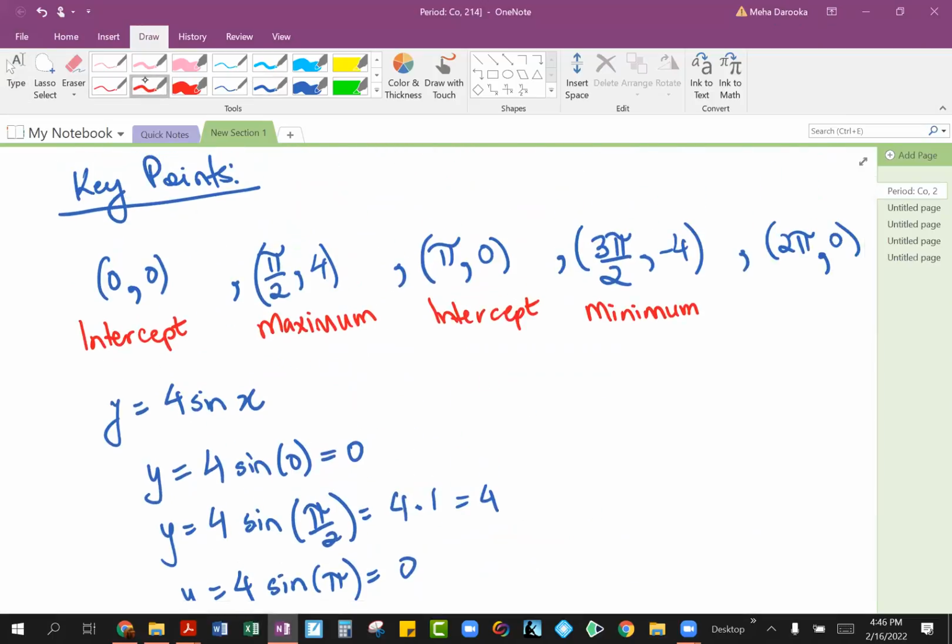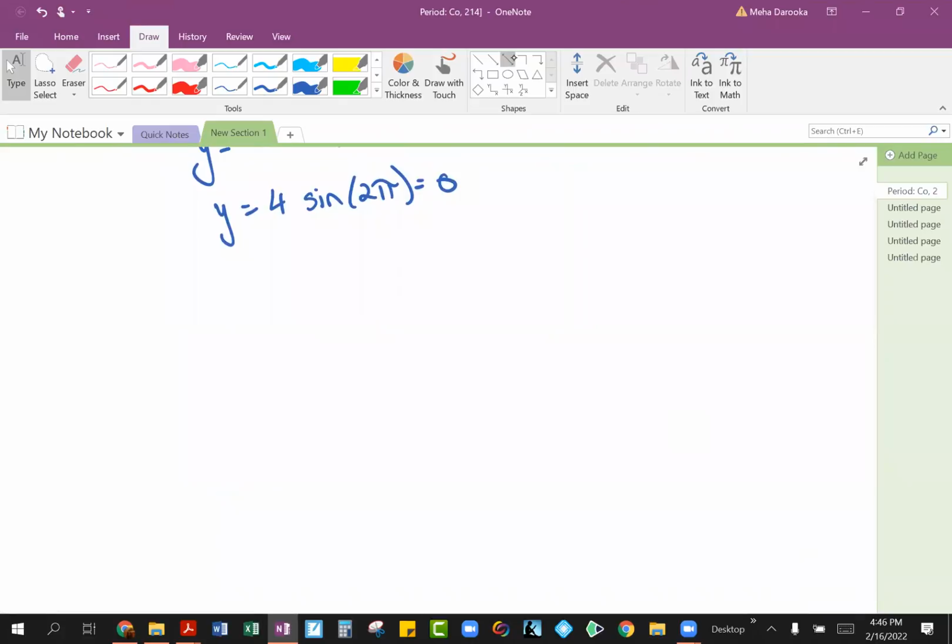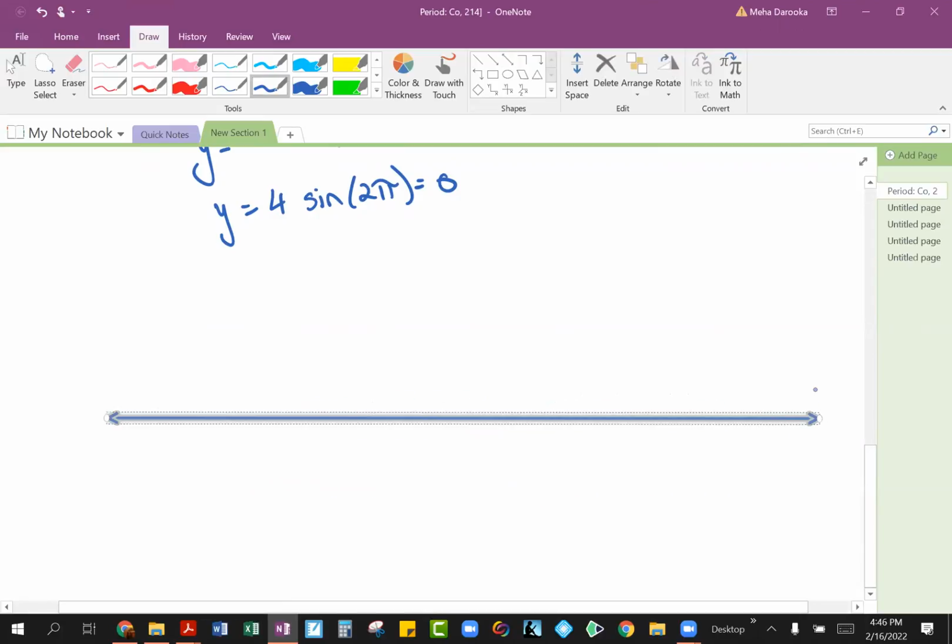So another thing that I want you to notice is these alternate almost. So you start at an intercept, then you can either go maximum or minimum depending on the function. So you go intercept, maximum, intercept, minimum, intercept. So you're always going to alternate between the maximum and minimum, and in between you will have those intercepts. So now when you try to graph this, I'm going to see if I can use some of these tools to help us out. So this can be our x-axis.